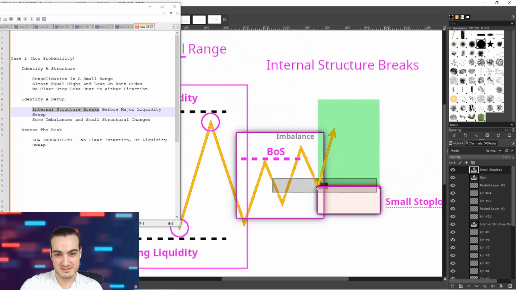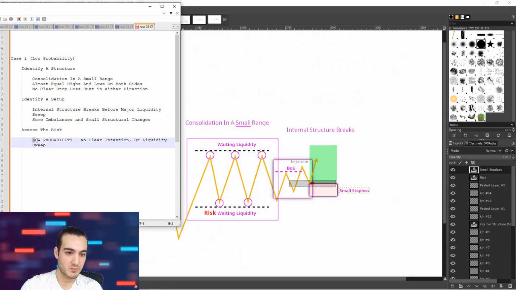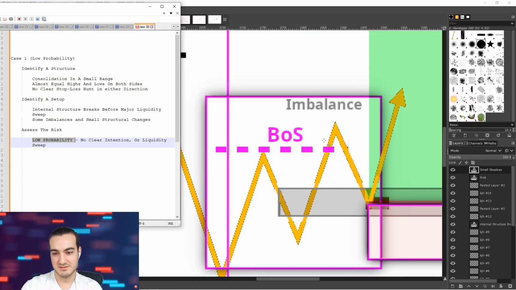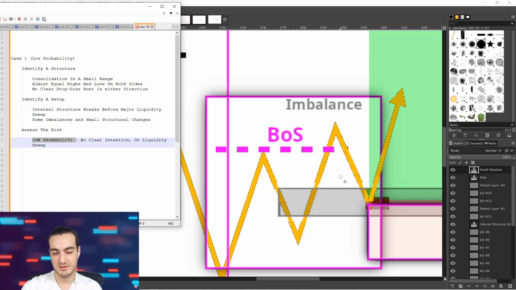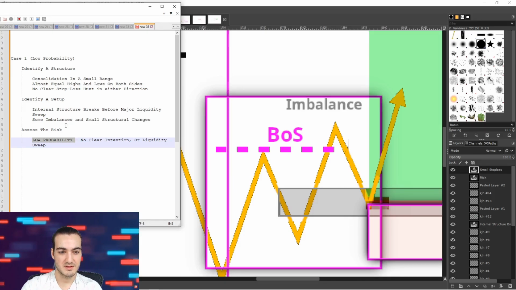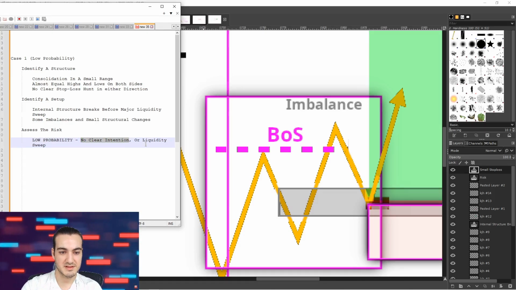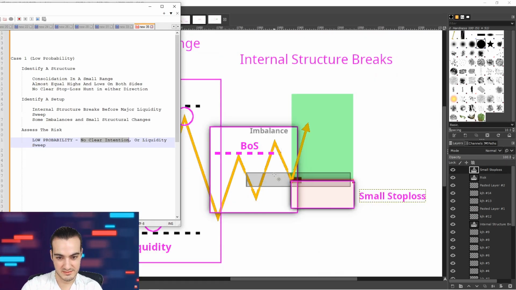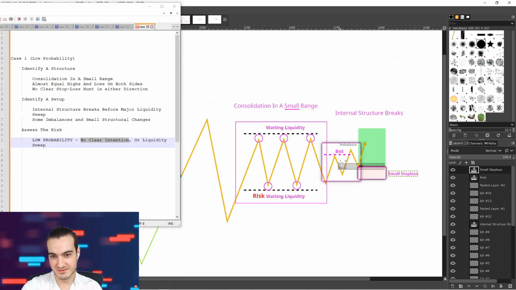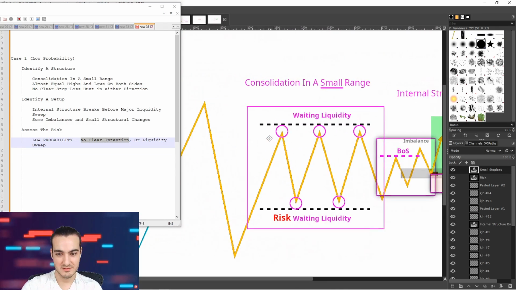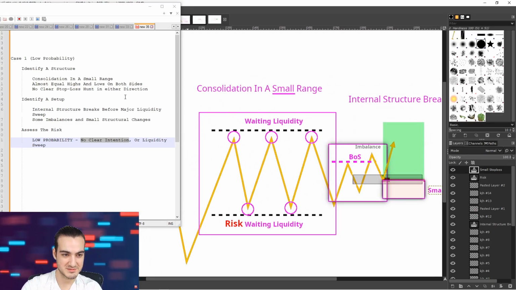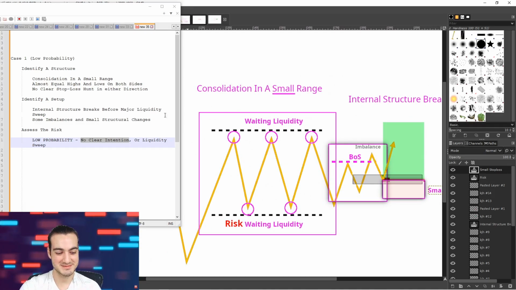So he identifies this as a low probability trade because we have this small setup that we could take if we wanted to, but there's no clear intention in the market or the price action. Yeah, so that is case 1. Let me throw that into the notes. I hope that made sense. Makes sense to me. Or at least I think it does.